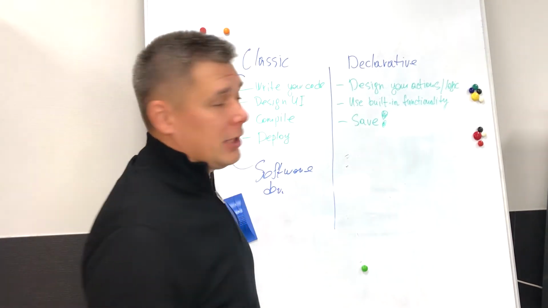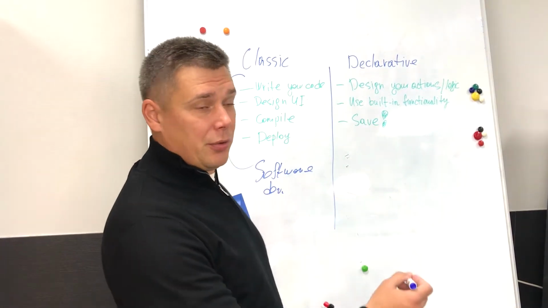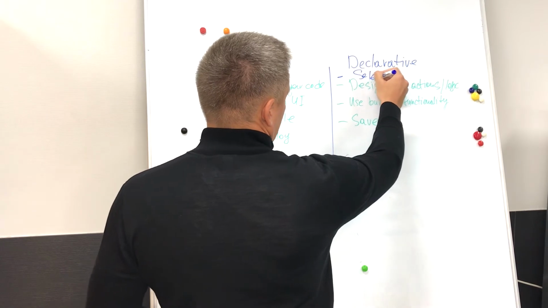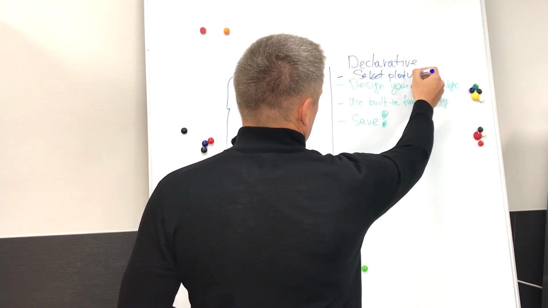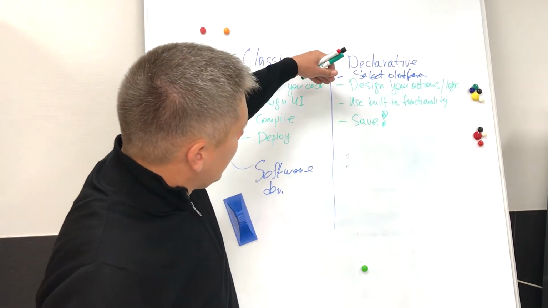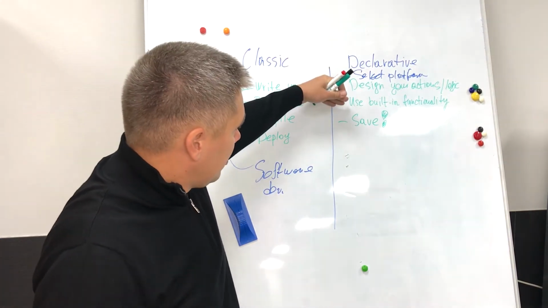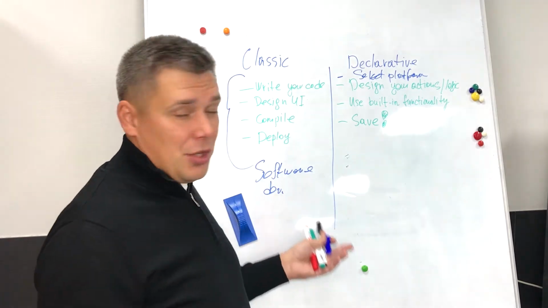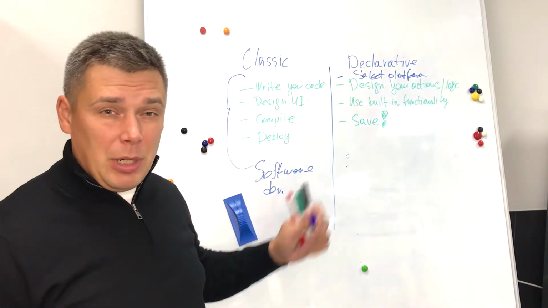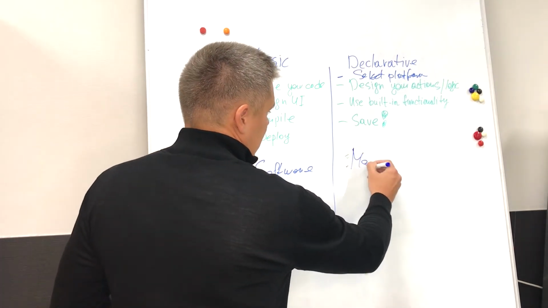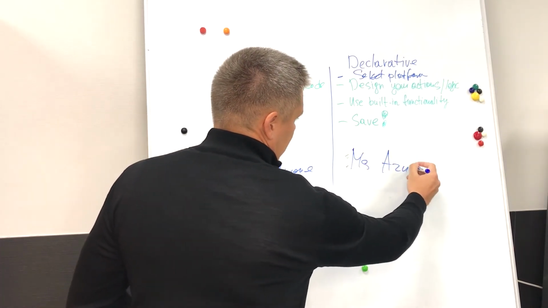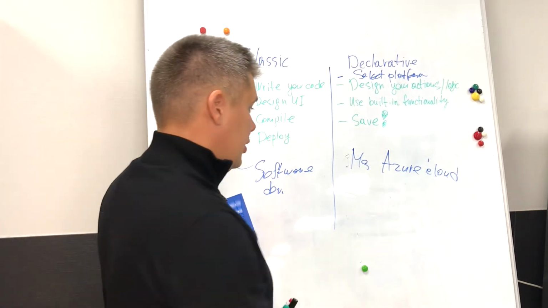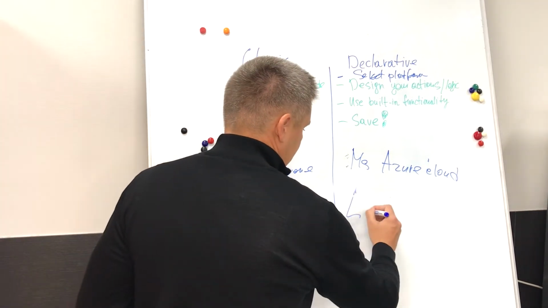But if we're talking about declarative, we have to select the platform where we will take these existing logical blocks. Select platform. Design your actions or logic of your application. You're using built-in functionality and save your application in this platform. And today we will talk about exactly Microsoft Azure Cloud. Microsoft Azure Cloud has such a product called Logic Apps.